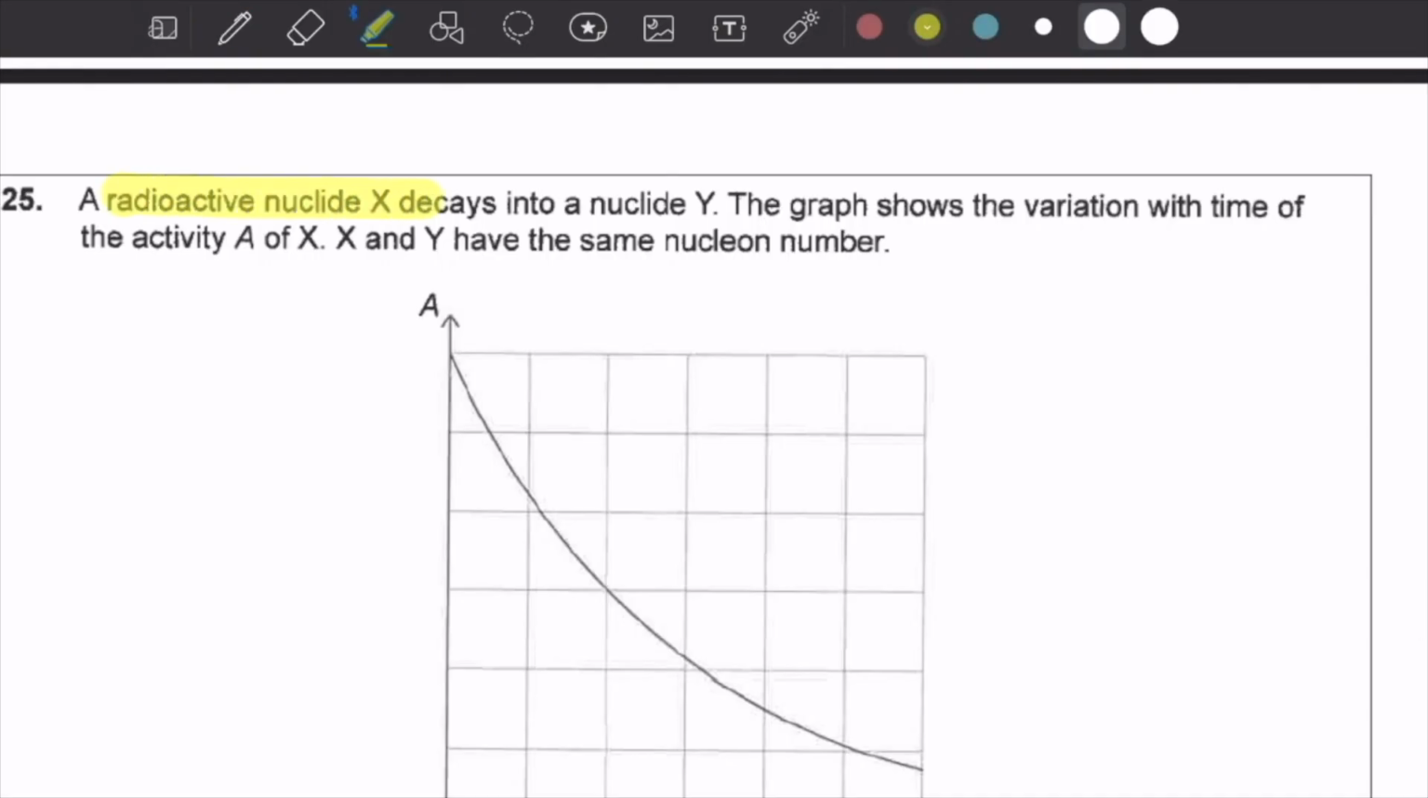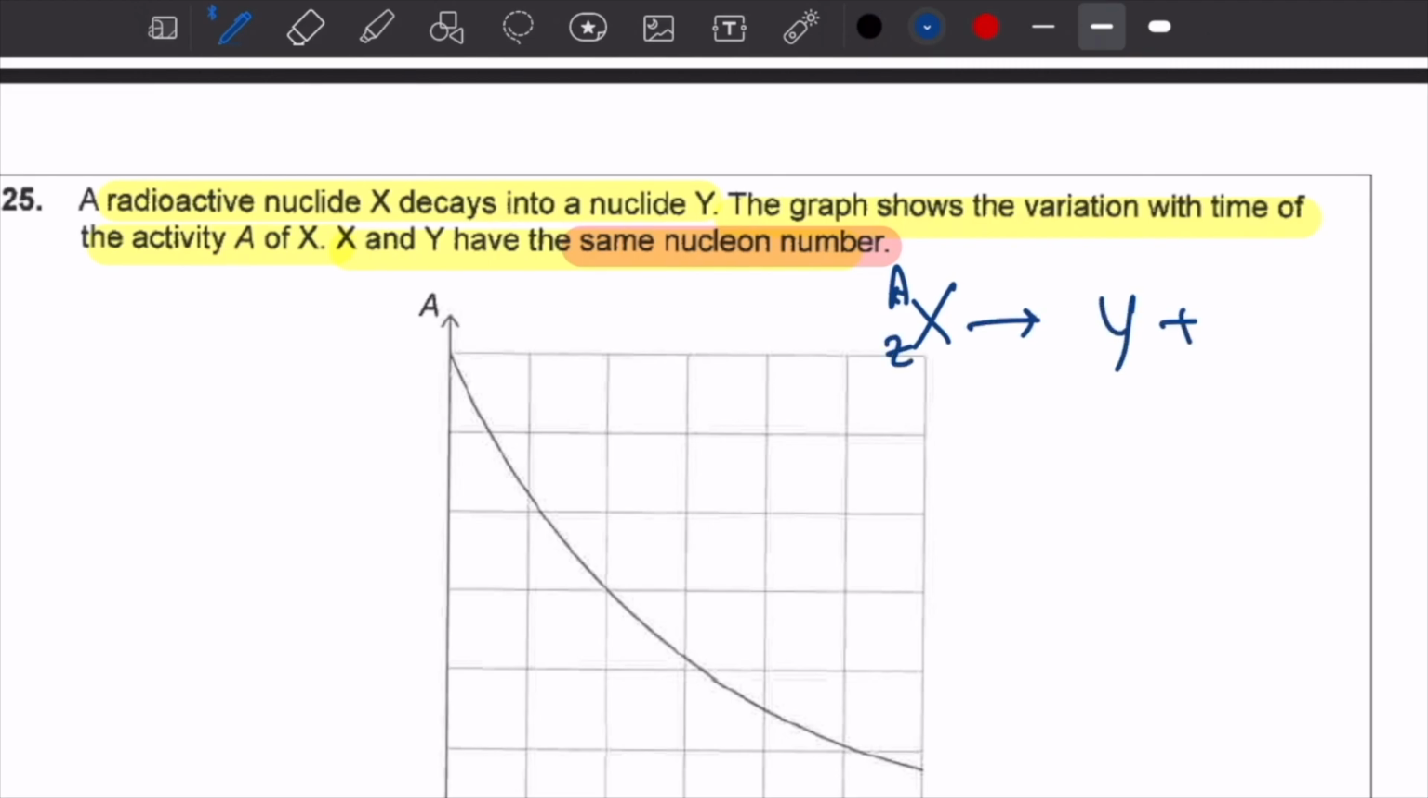A radioactive nucleus X decays into a nuclide Y. The graph shows the variation with time of the activity A of X. X and Y have the same nuclear number. That's the tricky part. What type of nuclear reaction gives a daughter nucleus which has the same nucleon number? Let's think. X, A, Z. If this becomes Y by alpha emission, this becomes A minus 4, Z minus 2. That's not good because it changes the nucleon number.